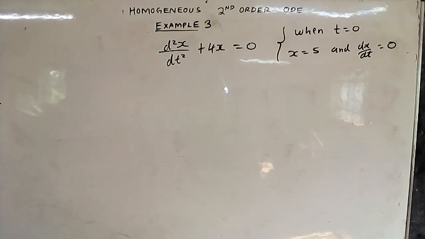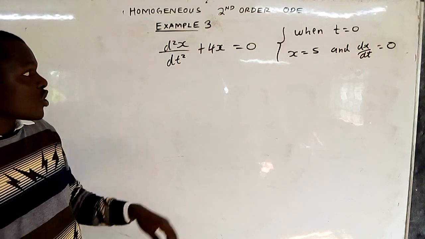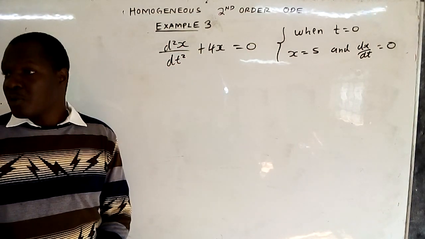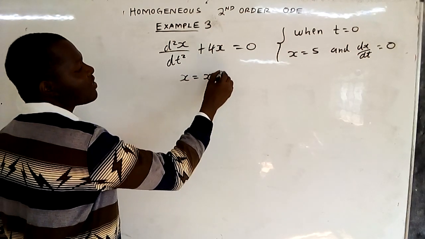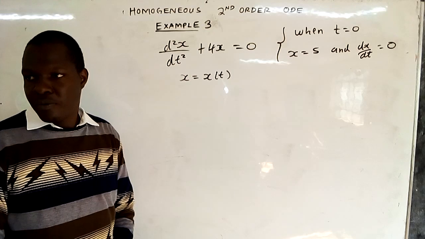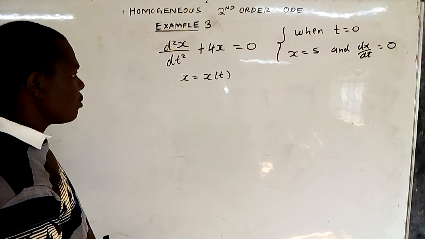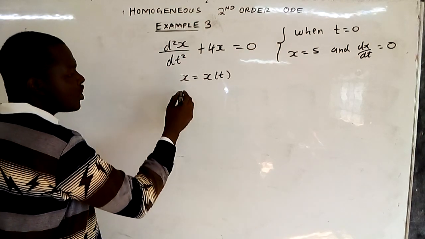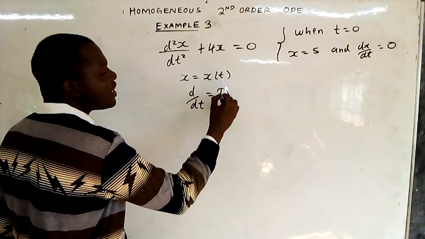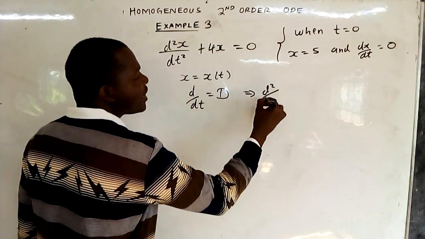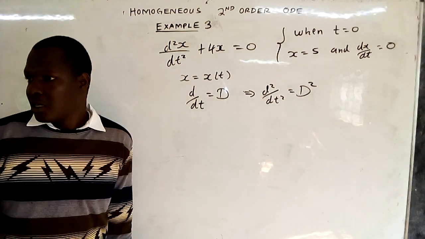Now, how do we solve for x using the D operator? If you look at this equation, you are differentiating x with respect to t. When you are differentiating x with respect to t, it simply implies x is a function of t, isn't it? So, you start using the D operator, meaning you let d with respect to t to be D. That will imply d squared over dt squared will be D squared, isn't it?